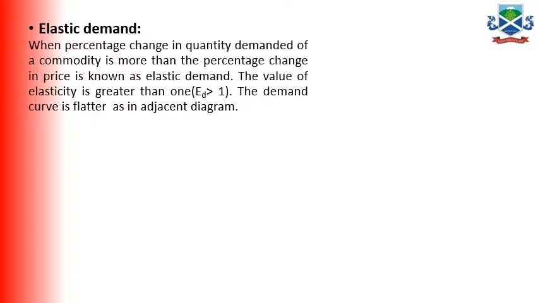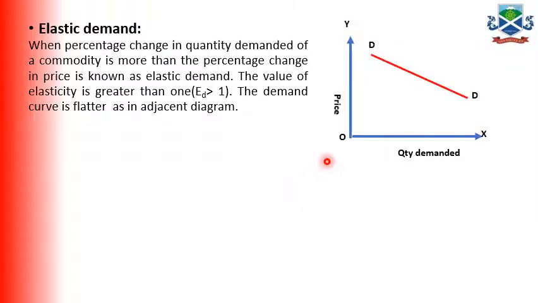Next we have elastic demand. When percentage change in quantity demanded of a commodity is more than percentage change in price, it is known as elastic demand. The value of elasticity is greater than 1, ED value greater than 1, and the demand curve is flatter as shown in the adjacent figure. So look at the demand curve over here, you will get an idea.